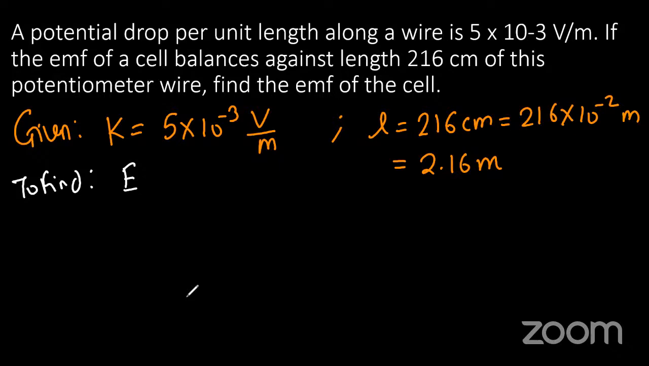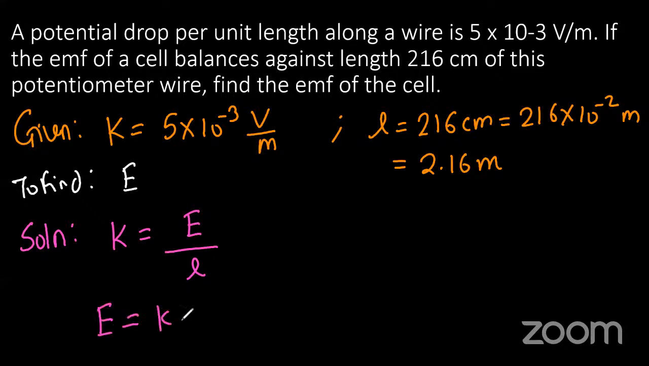Let's find the solution. Now what is the potential gradient? It's voltage upon length. Here in what form is voltage given? EMF. Okay, so it's E by L. Now what do I have to find? I have to find E. Changing the format a little, it's K into L. So K is capital K, K into L.